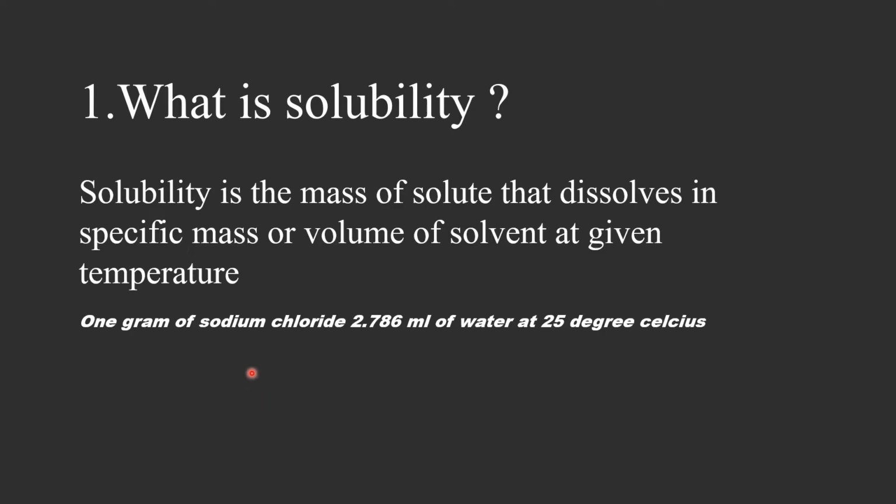So for example, 1 gram of sodium chloride dissolves in 2.786 ml of water at 25 degrees Celsius. So what he is saying, 1 gram of sodium chloride is soluble in 2.786 ml of water at 25 degrees Celsius. So this is the solubility of sodium chloride. So solubility means the mass of solute that dissolves in a specific volume of solvent at a given temperature.